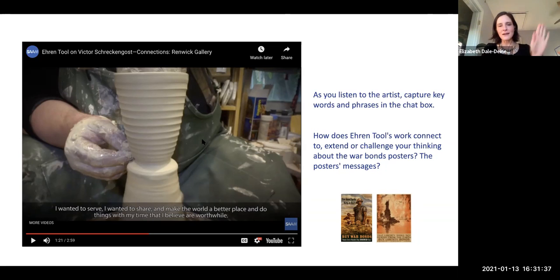So that's Aaron Toole. But when we see his work alongside these war bond posters, what connections did he either make in the video, or are you making in your own minds at this point between his cups and these posters?